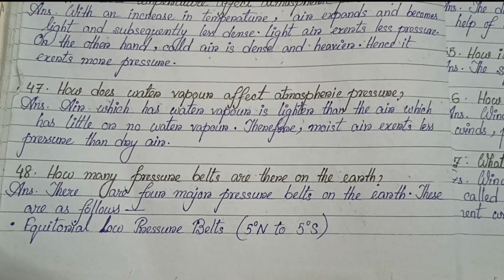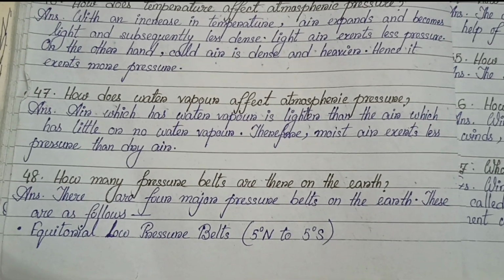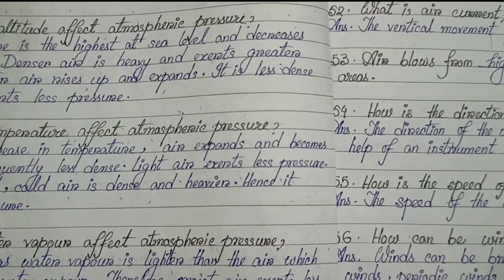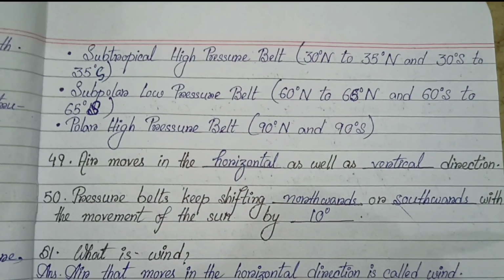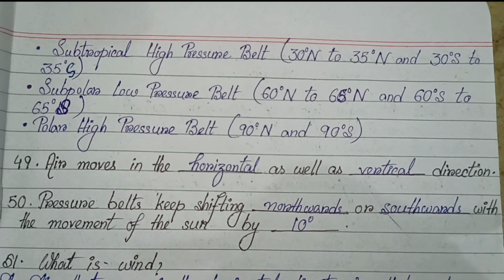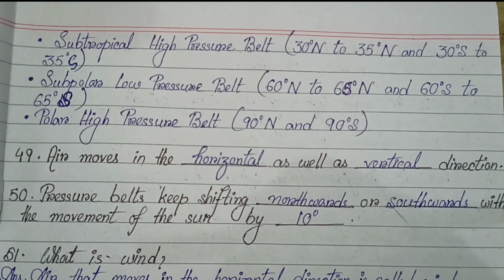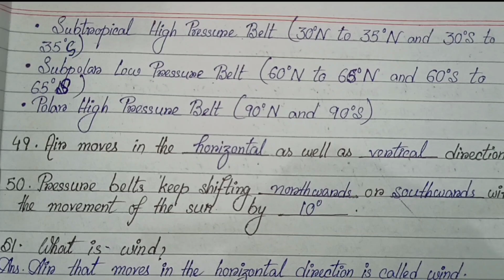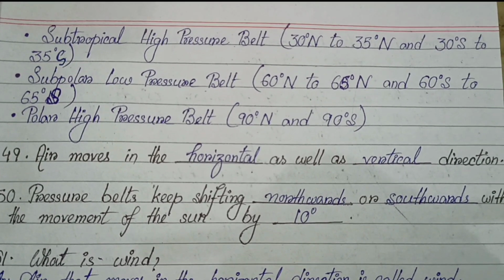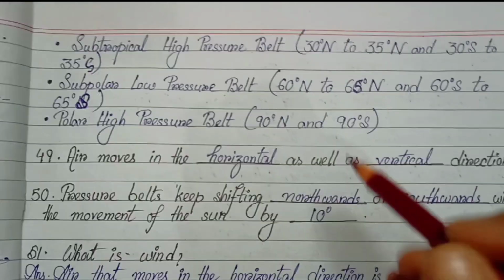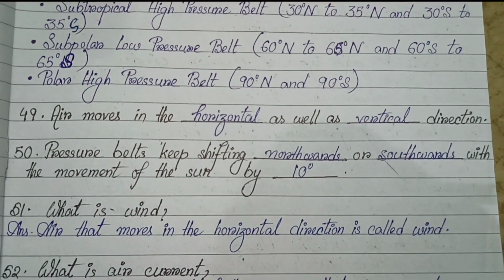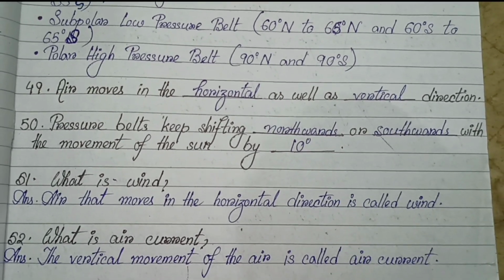These are as follows: equatorial low pressure belt, 5 degrees north to 5 degrees south; subtropical high pressure belt, 30 degrees north to 35 degrees north and 30 degrees south to 35 degrees south; subpolar low pressure belt, 60 degrees north to 65 degrees north and 60 degrees south to 65 degrees south; polar high pressure belt, 90 degrees north and 90 degrees south.